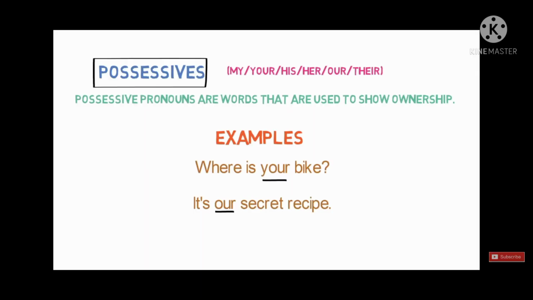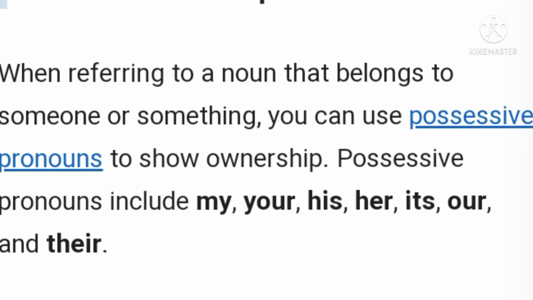Next, move on to the possessives. Possessive pronouns are words that are used to show ownership. For example, where is your bike? Here, your is a possessive pronoun. And the next example is, it's our secret recipe. Here, our is a determiner. When referring to a noun that belongs to someone or something, you can use possessive pronouns to show ownership. Possessive pronouns include my, your, his, her, its, our, and their.